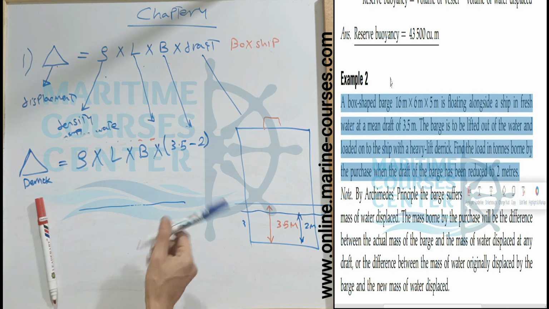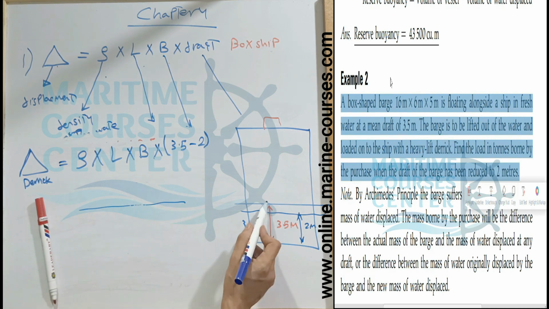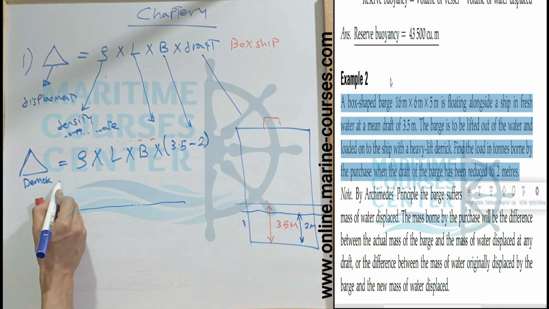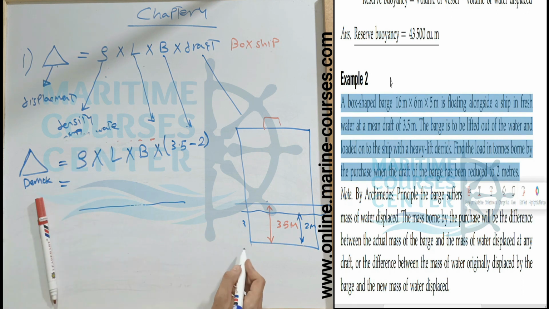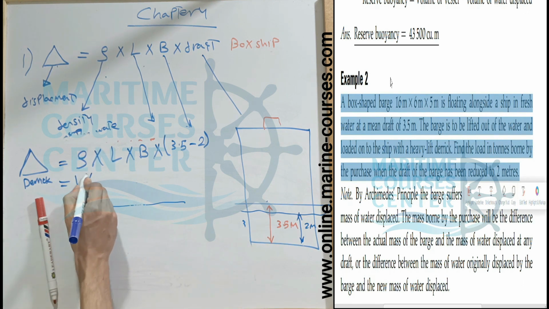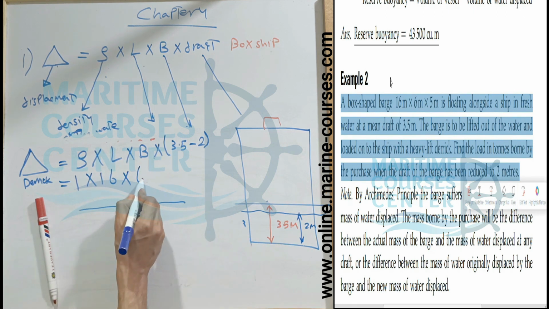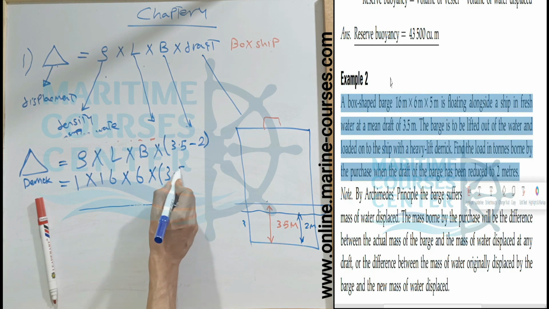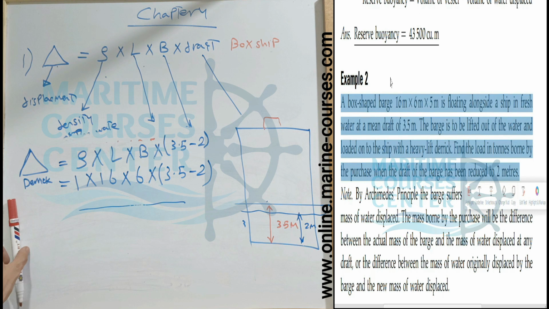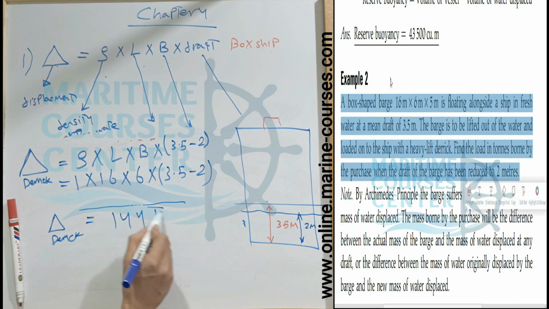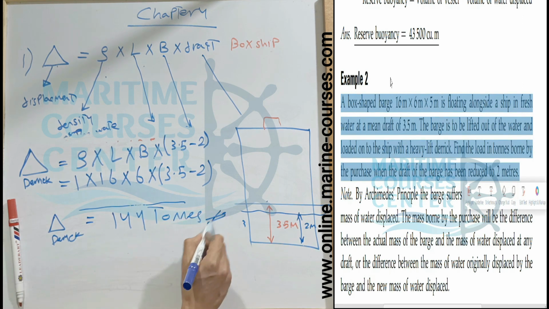So to calculate the displacement of the derrick, it's going to be the draft of 3.5 minus the draft of 2 meters. The density of our water right now is 1, multiplied by the length of the ship, which is 16, multiplied by the breadth, which is 6, multiplied by 3.5 minus 2. So when we solve this, the displacement of the derrick is going to equal 144 tons. Fine.